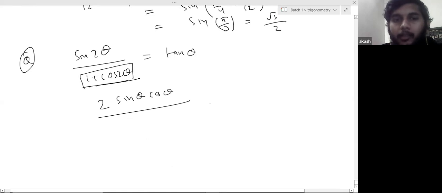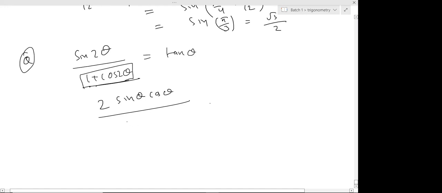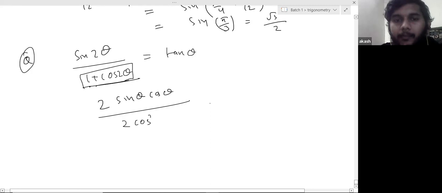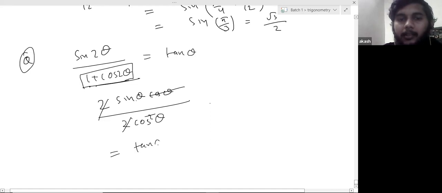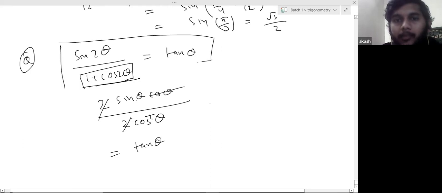I gave you this formula, right? Formula 15 or sir, 16. 2 cos square theta. 2 cos square theta. This 2 and 2 is cancelled. Cos theta and cos theta is cancelled. Sin theta upon cos theta is tan theta. All right. This thing very important. If you want, you can remember this as it is, that sine 2 theta upon 1 plus cos 2 theta is always tan theta.